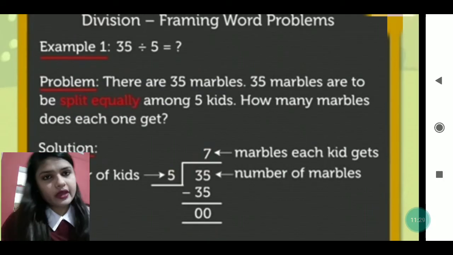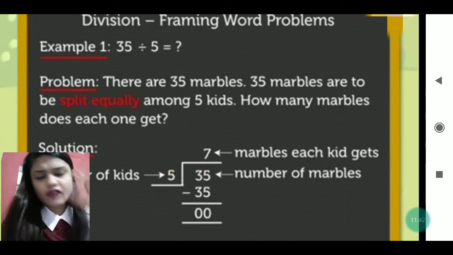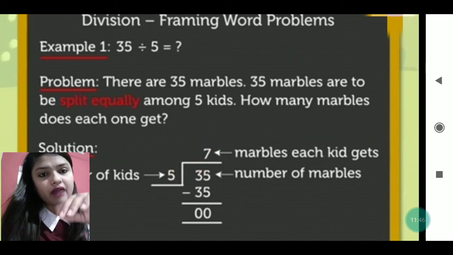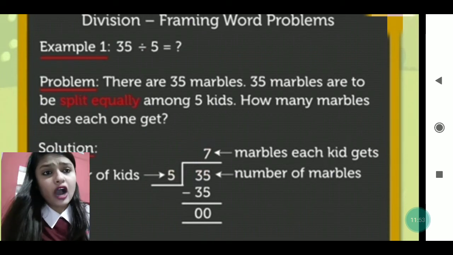So students, now I am with one more question. What is the question written here? Just see. There are 35 marbles. 35 marbles are to be split equally among 5 kids. Means number of marbles are given and number of kids are given. You have to split, means you have to divide that marble among the students so that each and every student will get an equal amount of marbles. How many marbles does each one get?